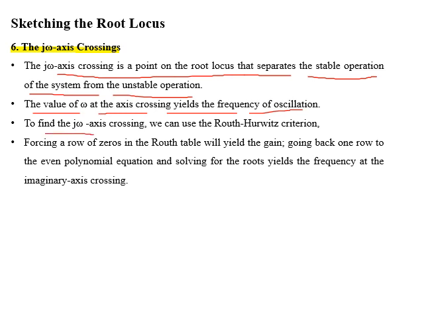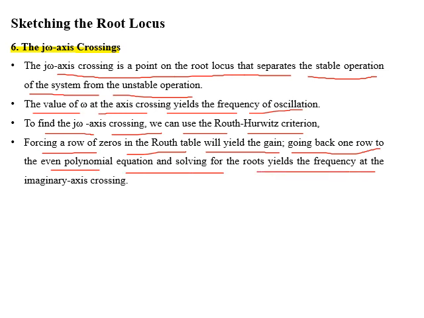Now to find the j omega crossing, we use the Routh-Hurwitz criteria, and forcing a row of 0 in the Routh table will give us the value of gain. Going back one row to the even polynomial equation and solving for the roots, we get the frequency of oscillation at the imaginary axis.